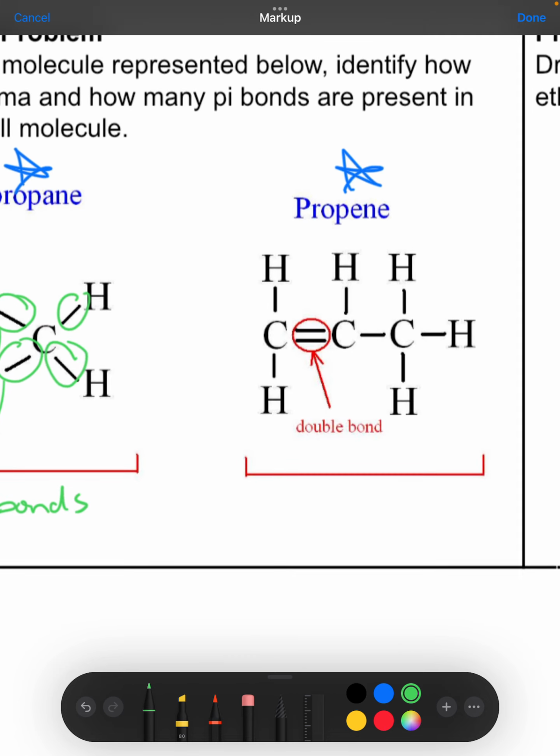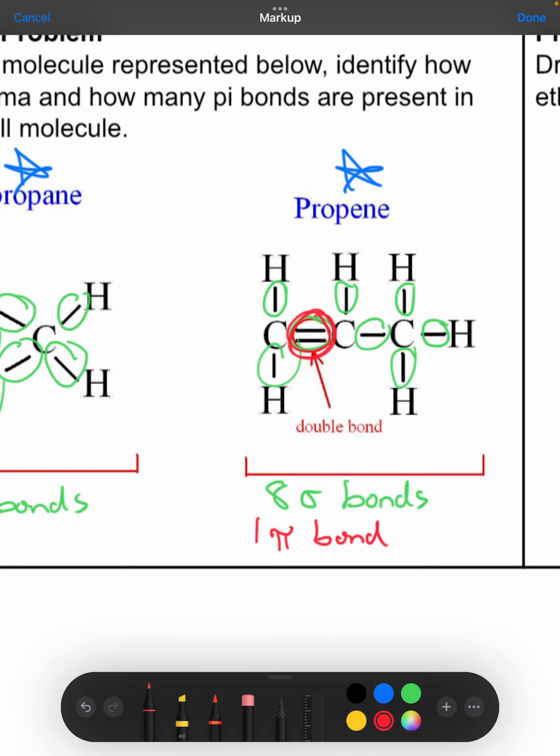For propene, on the other hand, I do see a bond type other than a single bond, but I know that every single bond type has 1 sigma bond in it. So again, I'm going to count my bonds. I see 1, 2, 3, 4, 5, 6, 7, 8 total bonds, which means there's going to be 8 sigma bonds in this molecule. And then that double bond right here means that there is also going to be 1 pi bond in this molecule.